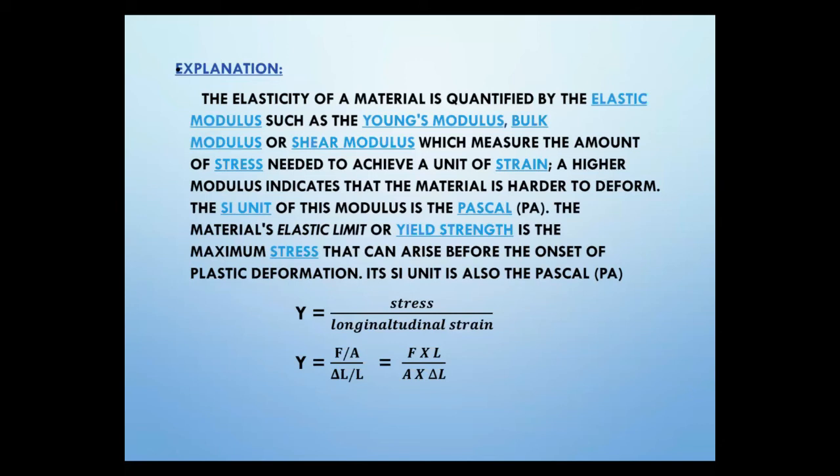Basically there are three types of elastic modulus that we have. The first one is Young's modulus of elasticity, which is equal to longitudinal stress upon longitudinal strain, and we call it gamma.